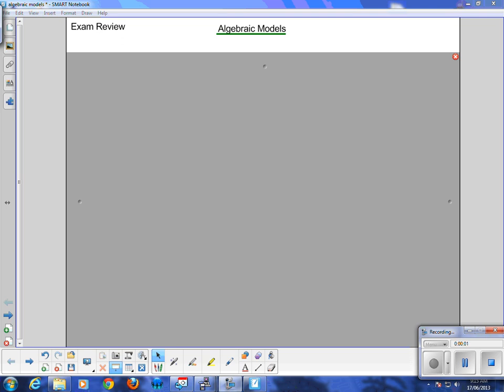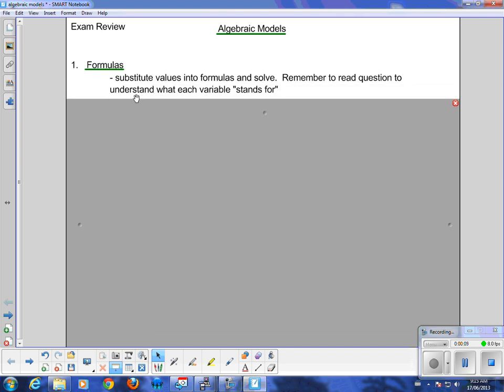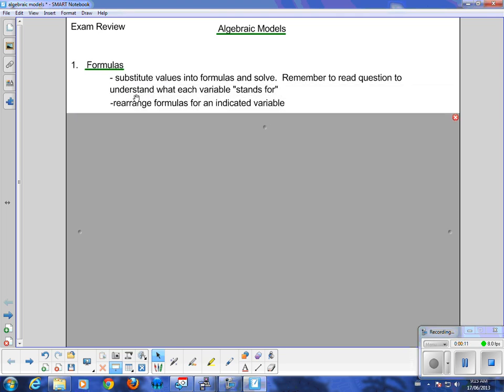When we look at studying for the exam when it comes to algebraic models, I've listed the numerous topics that you need to be able to do. So first of all, one of the concepts has to do with formulas. One thing is to substitute values into the formula and then solve.